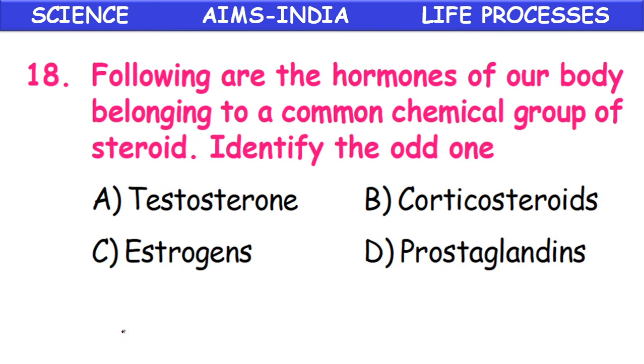Following are the hormones of our body belonging to a common chemical group of steroid. Identify the odd one. Testosterone, corticosteroids, estrogens, prostaglandins. Following are the hormones of our body belonging to a common chemical group steroid, the odd one is prostaglandins.